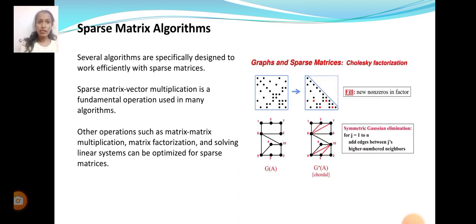Sparse matrix algorithms. Several algorithms are especially designed to work efficiently with sparse matrices. Sparse matrix vector multiplication is a fundamental operation used in many algorithms. Other operations such as matrix multiplication, matrix factorization, and solving linear systems can be optimized for sparse matrices.